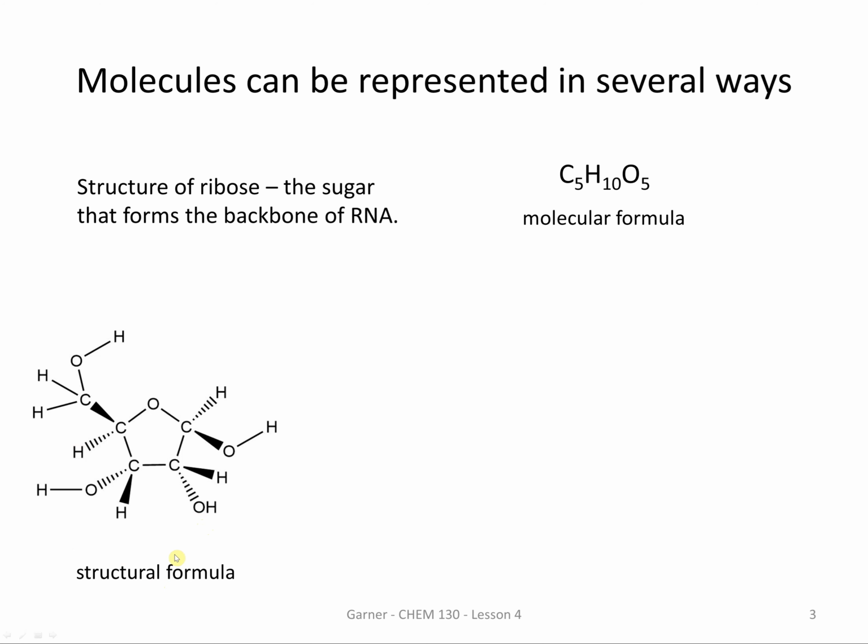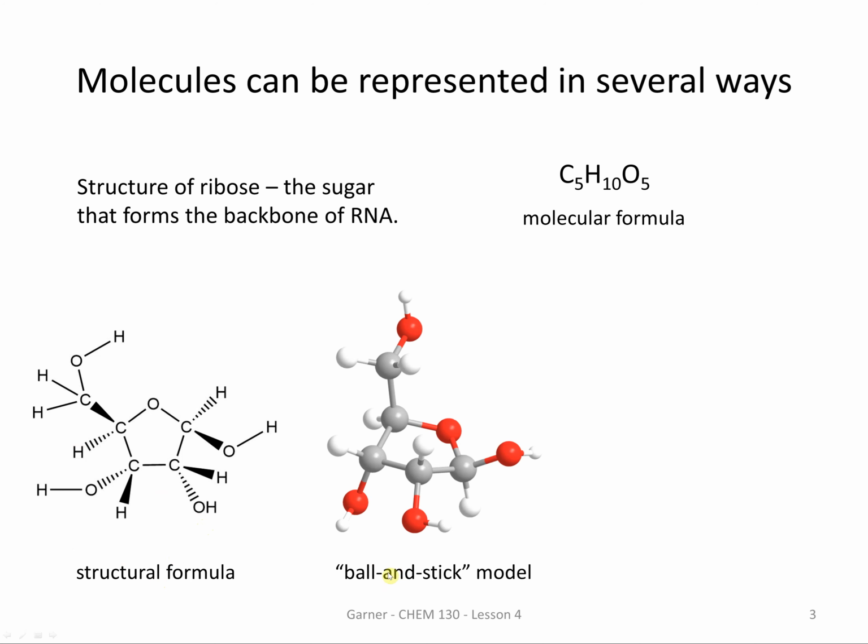Of course, another way of showing three-dimensionality would be to use a computer model to represent a structure of this molecule. And there are a few different ways of doing that. One common style that's used to represent the 3D structures of molecules are these ball and stick models. These ball and stick models represent atoms as small spheres that are connected by sticks that represent the chemical bonds that connect the atoms. So you can see here a 3D model representing ribose.